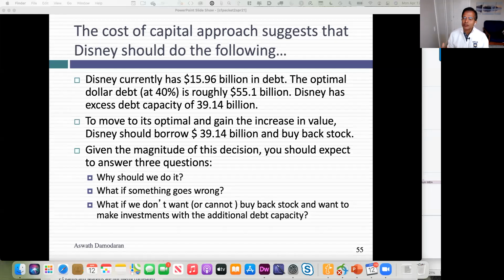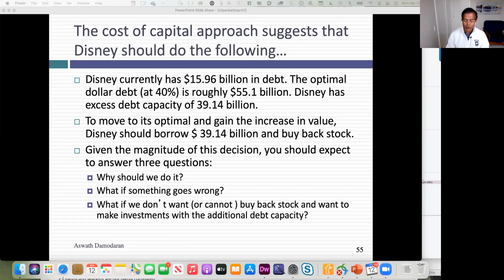Second, and this is a question to always ask when you borrow money, whether as an individual or companies, what if something goes wrong? What if there's a recession? What if there's a lawsuit? What if something goes wrong? And third, what if instead of borrowing money and buying back stock, I mean, remember, Disney has all these big plans. They want to build more theme parks. They want to expand into streaming. What if I took the debt capacity and used it to reinvest in the company? Would the analysis be different?